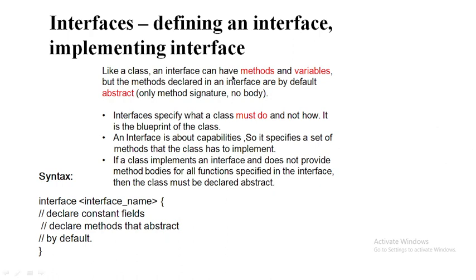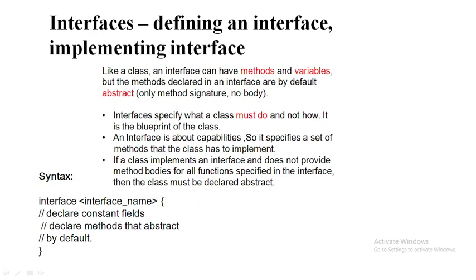Now, in the case of interfaces, generally an interface is like a class. It is like a class, and it contains methods and variables. But the methods along with the interface are nothing but abstract methods. An abstract method contains just the method signature, that is, the declaration of the method will be available, but it doesn't contain any body of that method.